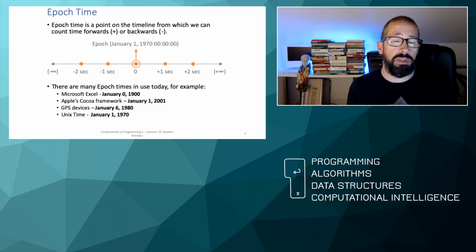So by picking a moment in time and then by counting the amount of seconds, or maybe milliseconds, that have elapsed since that time, that gives us the current time. It might sound like a very strange way of storing time, but it actually is quite simple. It's a very simple way to store time.